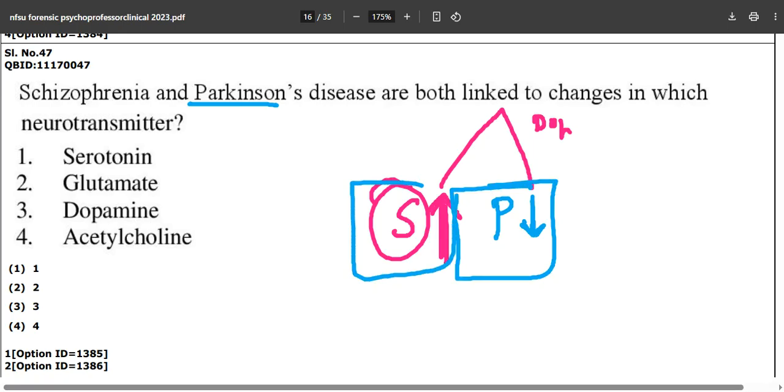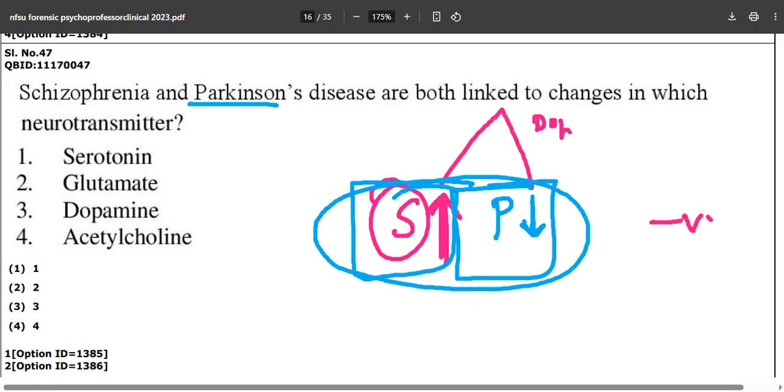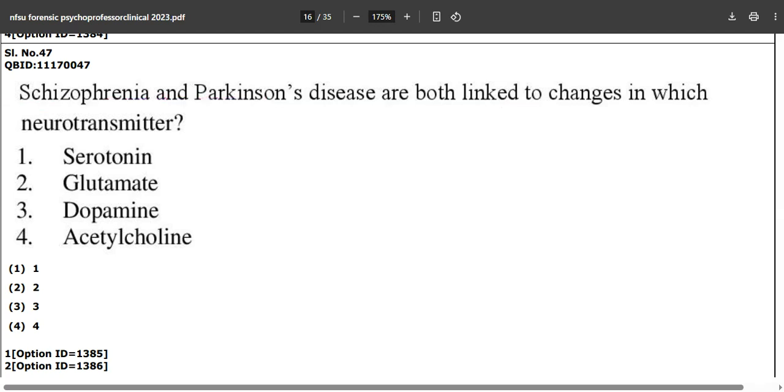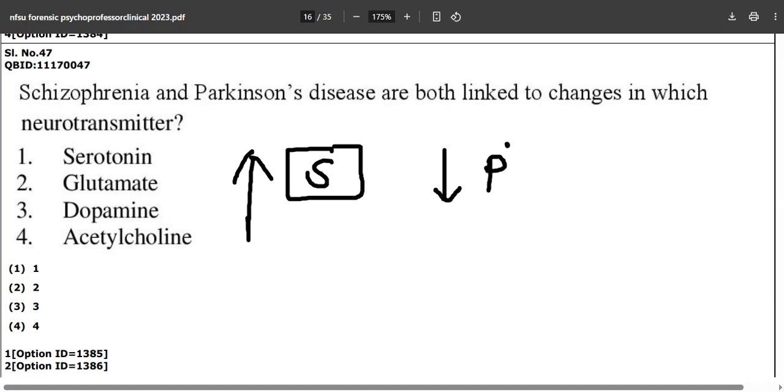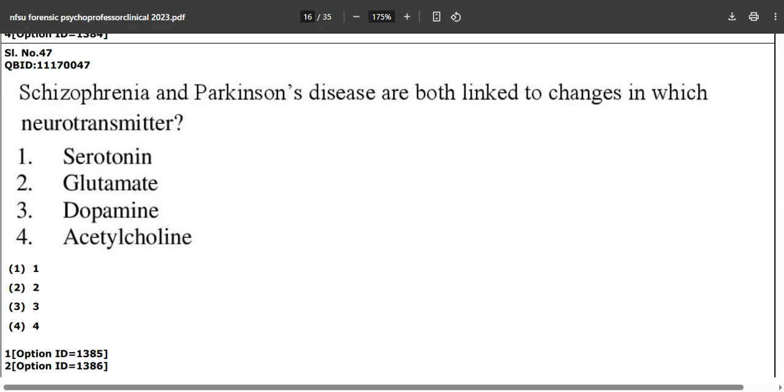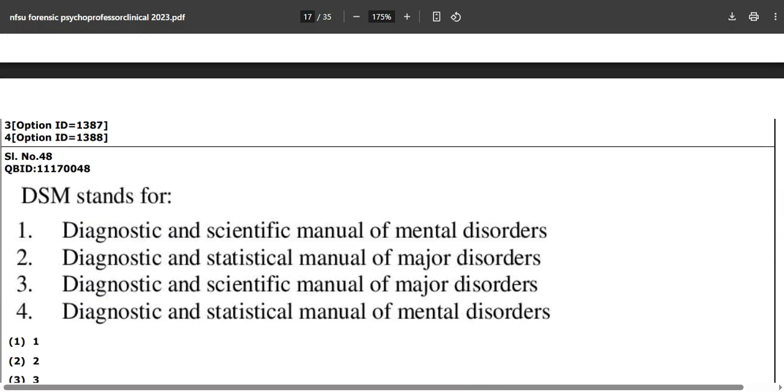I hope you understood this correlation. And what type of correlation is this? It is a negative one, between schizophrenia and Parkinson's. Now, can you answer this? If dopamine is high, what will happen to you? It will be schizophrenia. And when dopamine is low, what will happen? It is Parkinson's disease. I pray nobody gets this. Now moving forward to the next one.